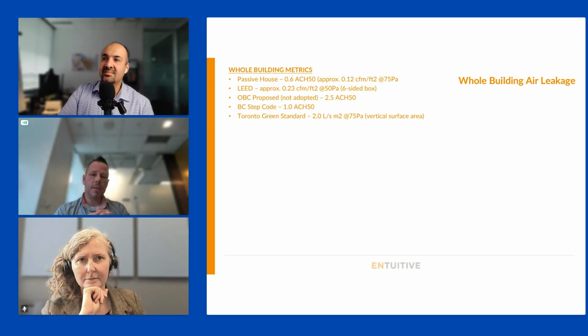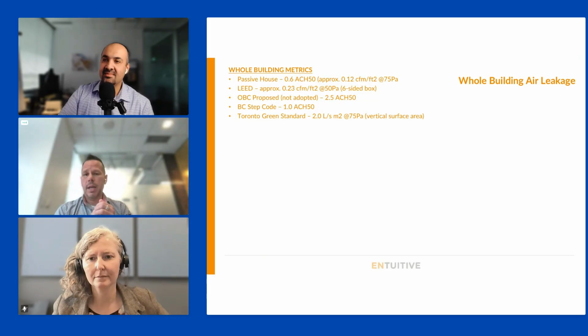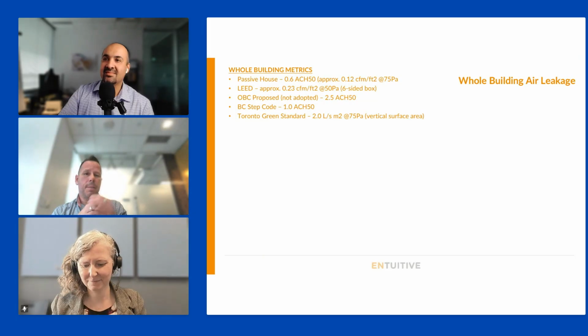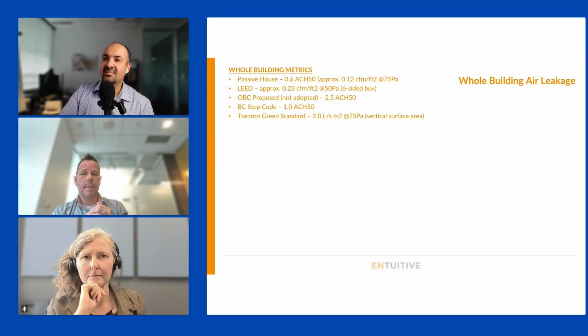OBC, it's not adopted. They were targeting 2.5 ACH at 50 pascals, which again is in the Passive House metric. But you can see that 2.5 versus Passive House at 0.6. These are huge discrepancies. BC Step Code, I think, is at 1 air change per hour. TGS, Toronto Green Standard, is targeting 2 liters per second at 75 pascals, which again is different from the LEED requirement. And I did a conversion there for ACH. So it's all quite confusing.